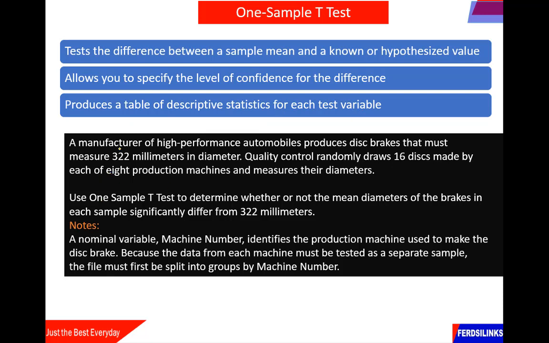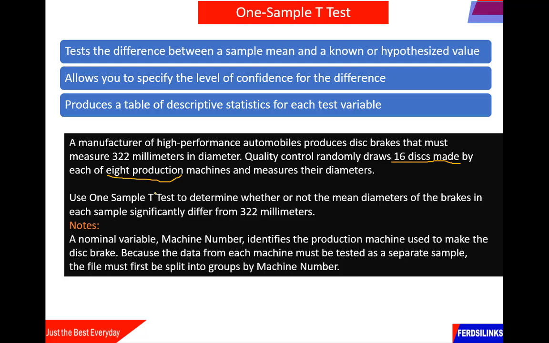A manufacturer of high-performance automobiles produces disc brakes that must measure 322 millimeters in diameter, right? A quality control engineer randomly selects 16 discs made by each of the 8 machines. Note this: we have 8 machines, and we have 16 from each machine, which means 16 forms our N, and the number of machines is 8. You need to understand this.